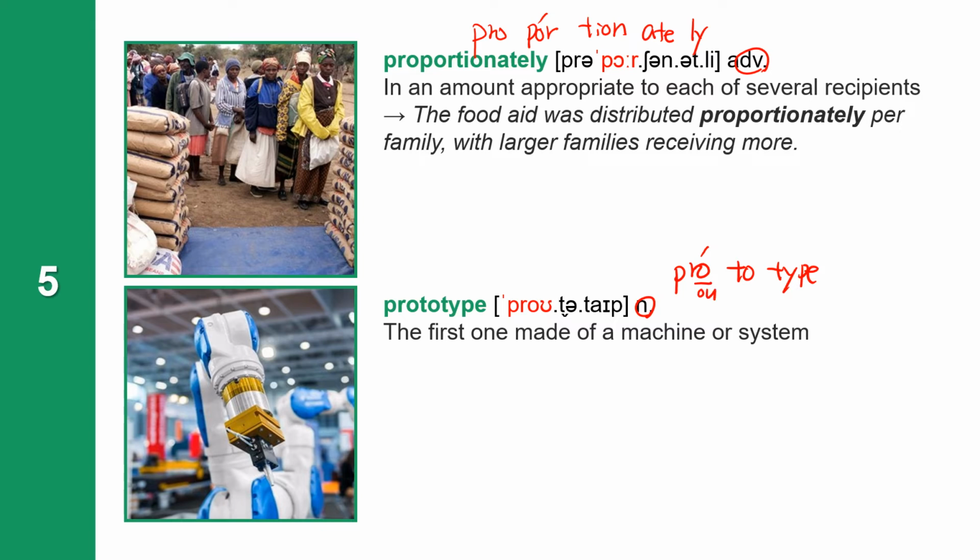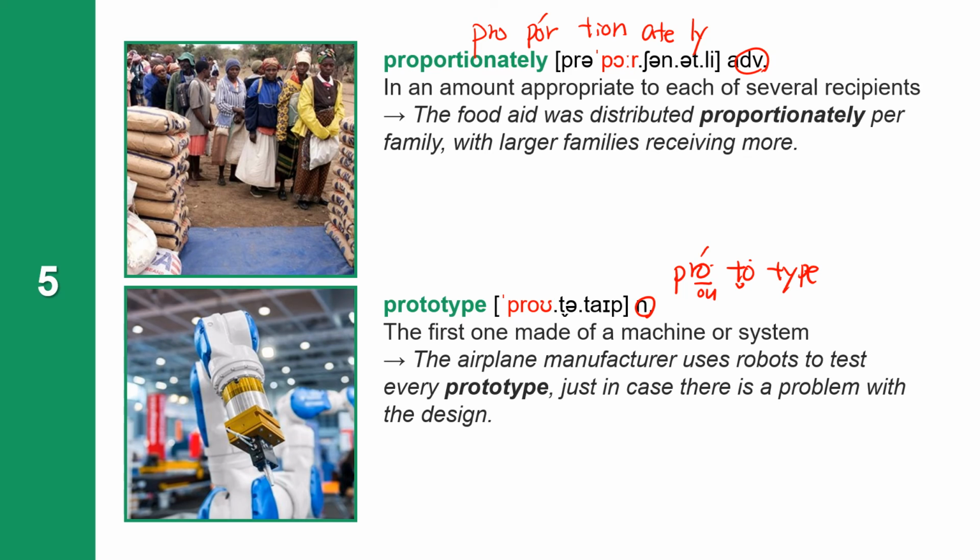It sounds like O, pro. And then this T flaps because it comes between vowels. You can say proto, prototype. Prototype is the first one made of a machine or system. The airplane manufacturer uses robots to test every prototype, just in case there is a problem with the design. Prototype.